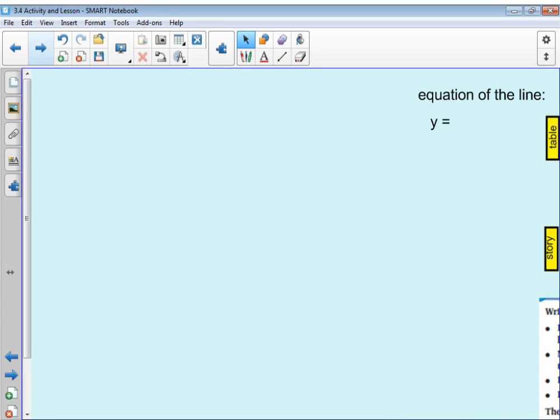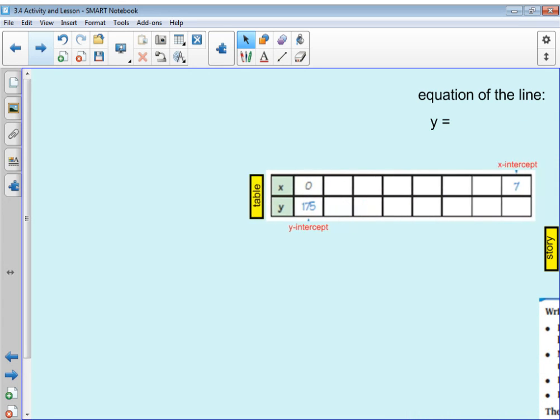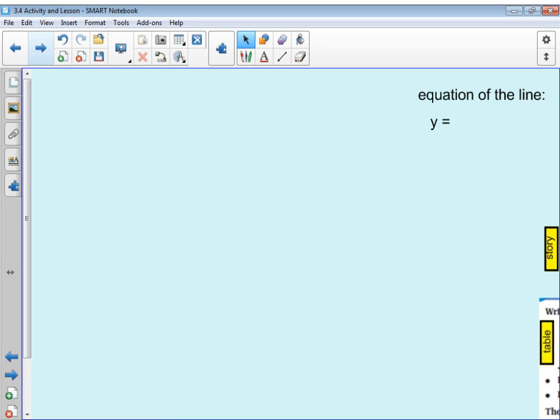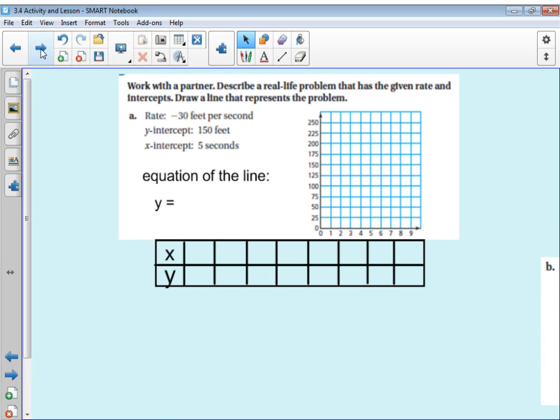Okay, so here's, oops, That was our table. I already had drawn up. I didn't even have to draw it.